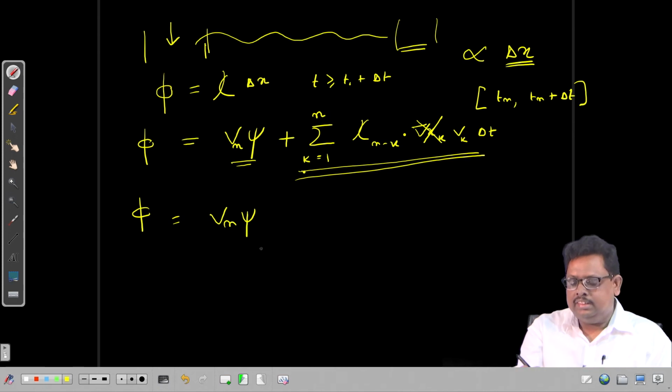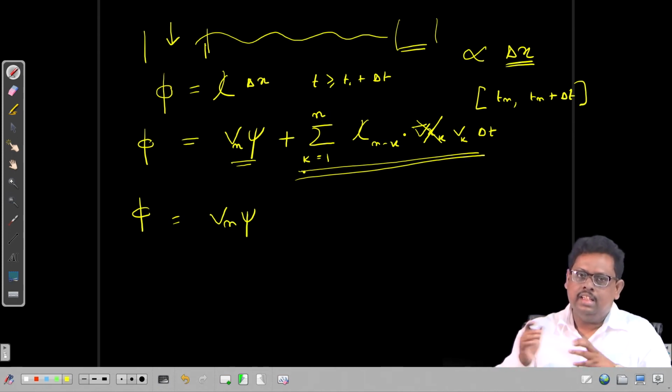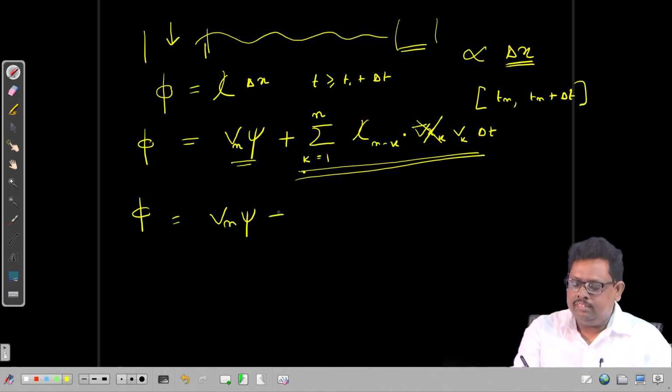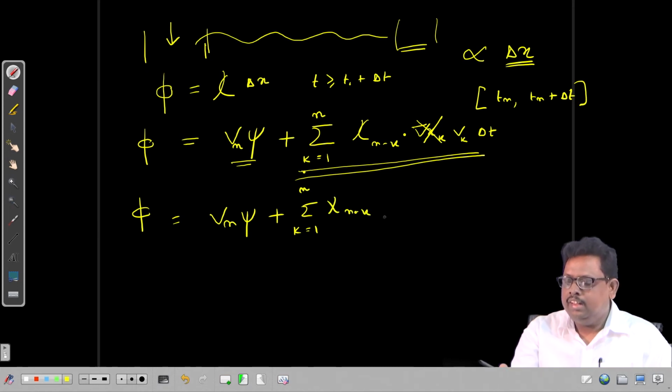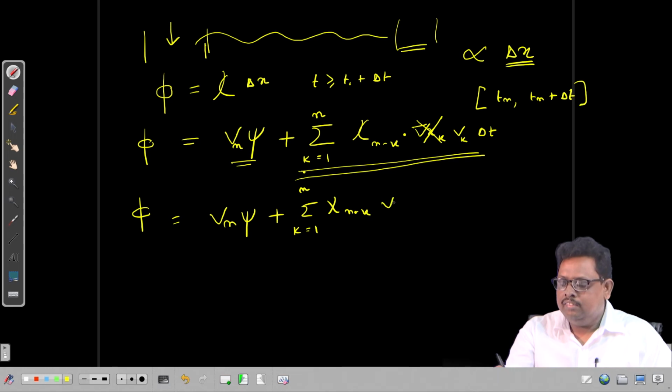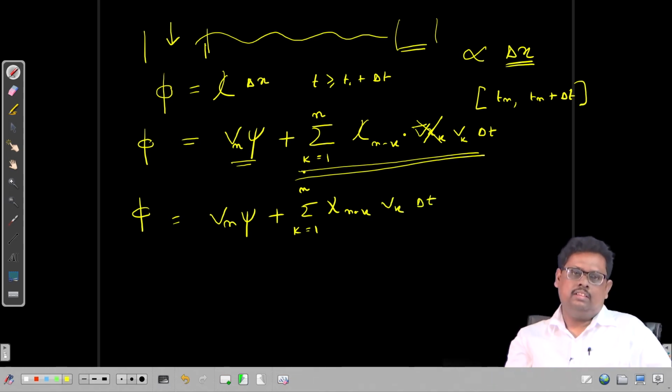Let me write it finally, it should be V n into psi. I am dropping the index. I am assuming it is a single degree of freedom motion, therefore I am dropping the jth index, otherwise it should be the j. Then k is equal to 1 to n and chi n minus k into V k into delta t.